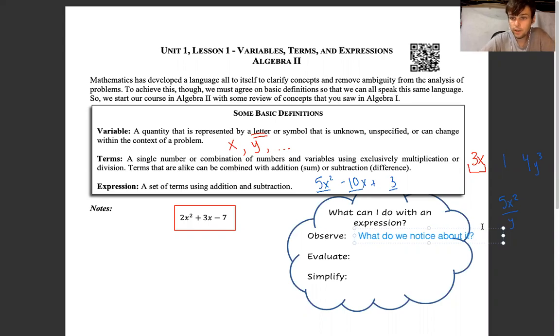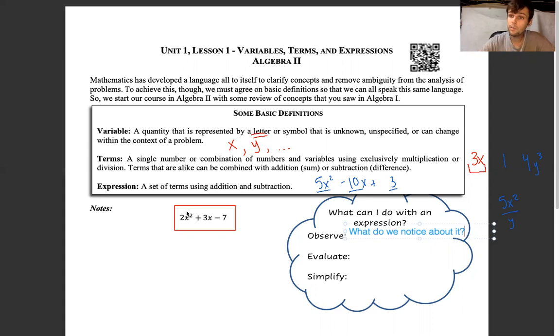Well, there are a few different things that we can notice about expressions. One we talked about is the number of terms. We could talk about the variables that are involved in our expression. We could talk about the different mathematical operations that we see, right? Here we have some addition, some subtraction, some multiplication, an exponent. We have a lot of different operations that are taking place. So those are some observations that we can make about it.